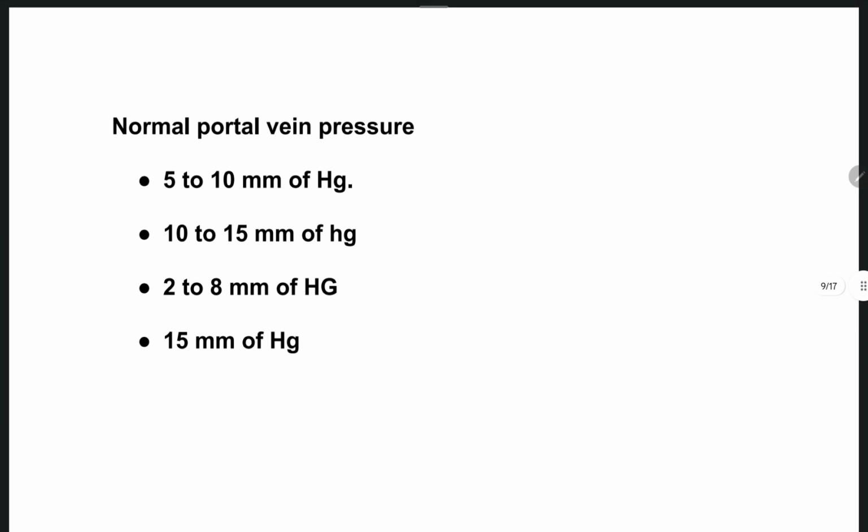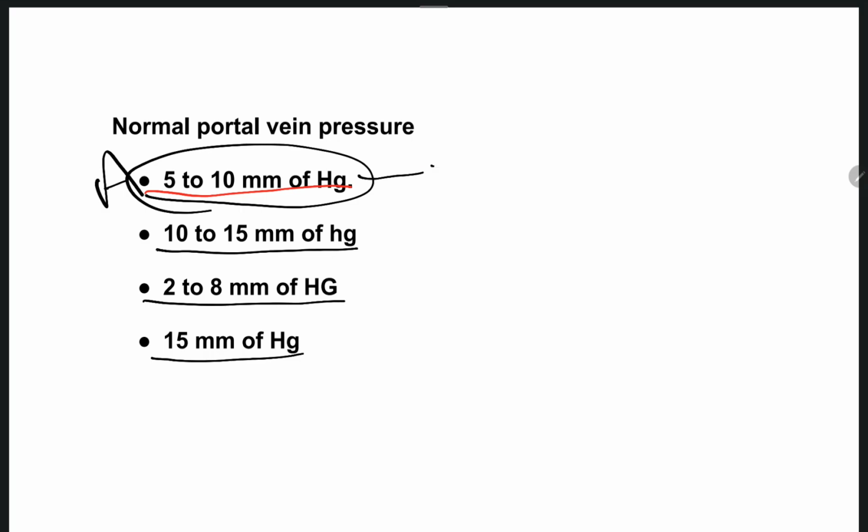So the next one is normal portal vein pressure. Options are 5 to 10 mm of Hg, 10 to 15 mm of Hg, 2 to 8 mm of Hg, 15 mm of Hg. So the right one is option A, 5 to 10 mm of Hg, portal vein blood pressure.